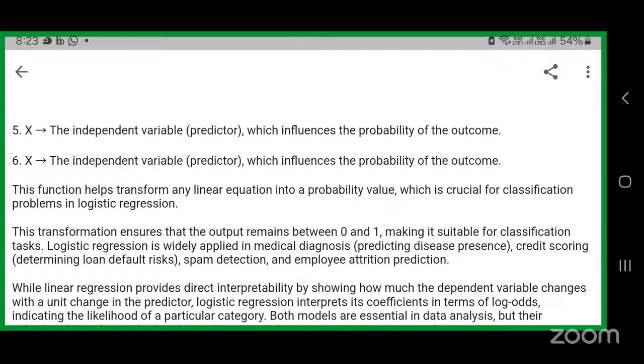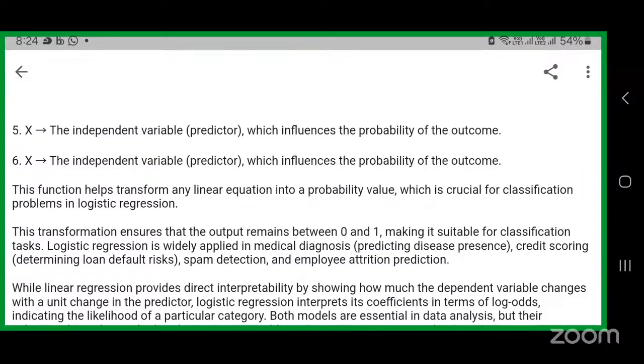Or in case of depression, what is the probability for a high level of depression, and another one is the least level of depression. You can consider high level of depression means depression, and least level of depression means no depression. So this transformation ensures that the output remains between 0 and 1, making it suitable for classification tasks.